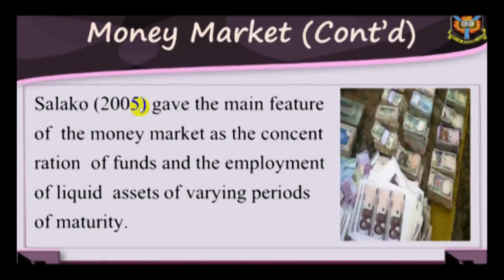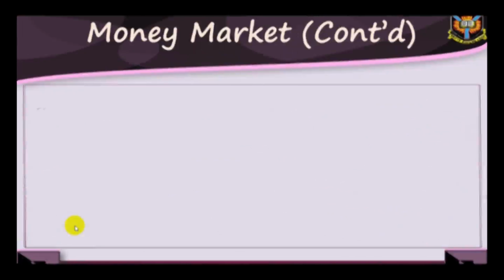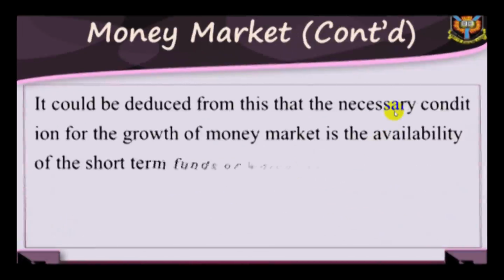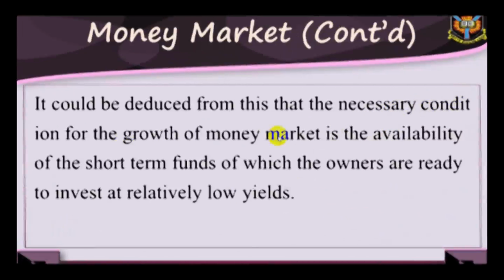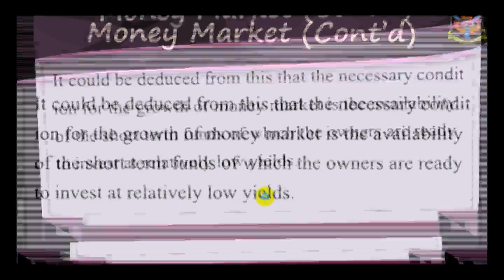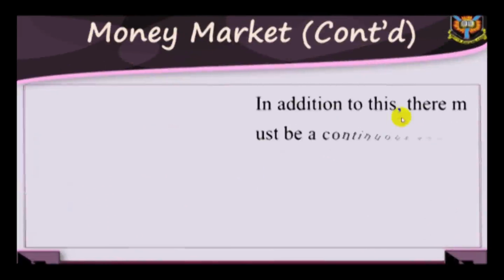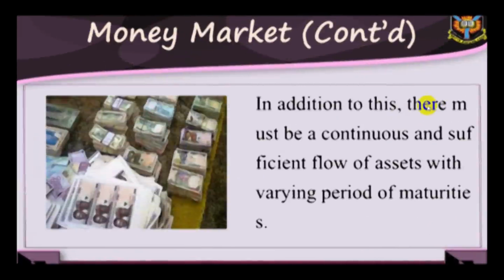Salako 2005 gave the main feature of the money market as a concentration of fund and the employment of liquid assets of varying periods of maturity. It could be deduced from this that the necessary condition for the growth of money market is the availability of short-term fund of which the owners are ready to invest at a relatively low yield. In addition to this, there must be a continuous and sufficient flow of assets with varying periods of maturities.